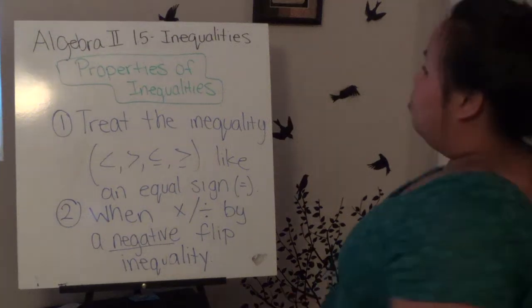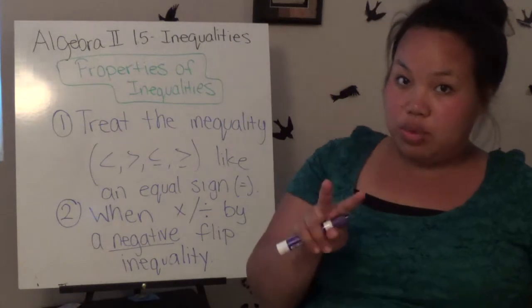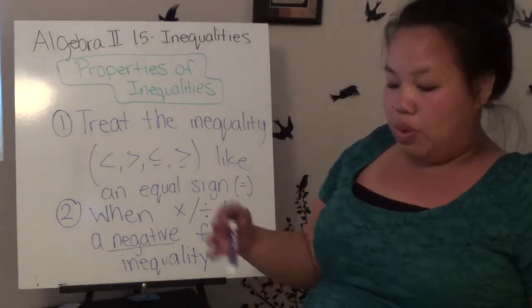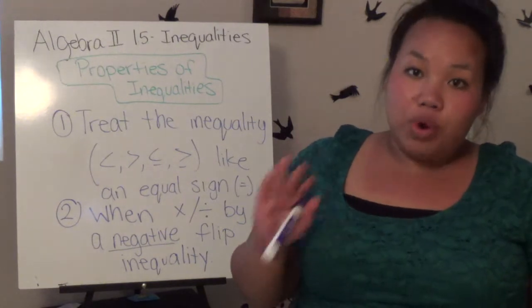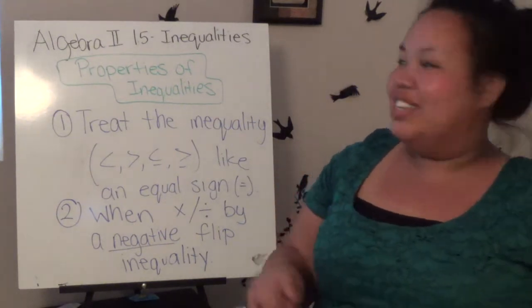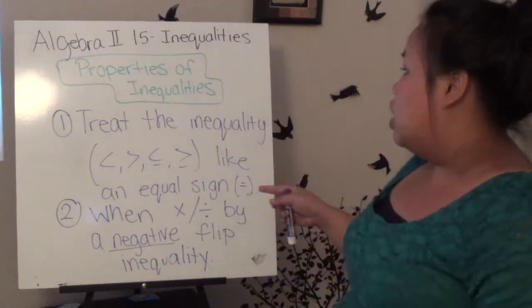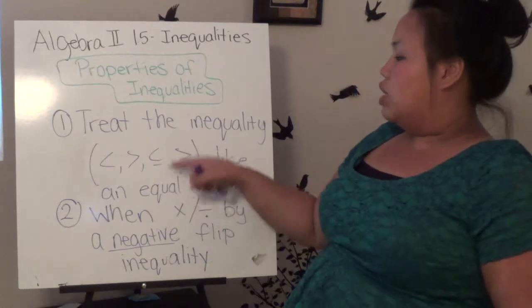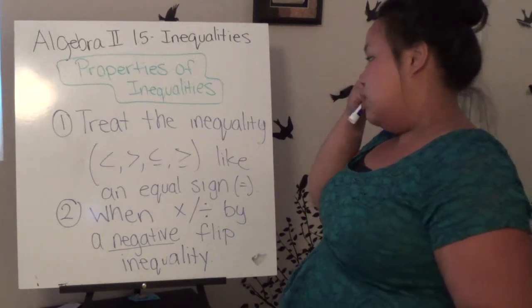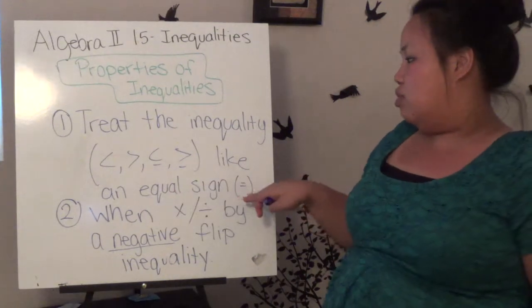For Algebra 2 1.5, we're dealing with inequalities. There's two basic rules to inequalities that will help you remember. In your book, they have all these key concepts, but I've broken it down to two important rules. The first one is when you're dealing with an inequality, that's an equation with a less than, greater than, less than or equal to, greater than or equal to sign, you just need to treat it like an equal sign, okay?